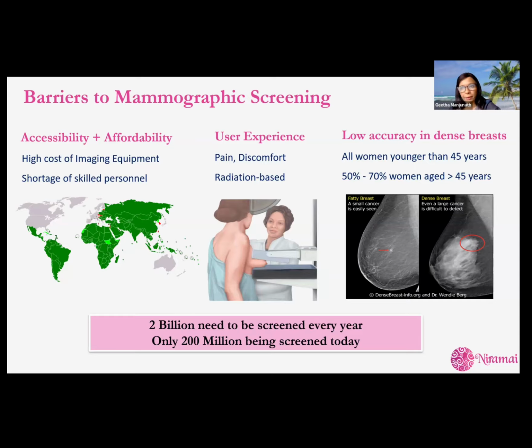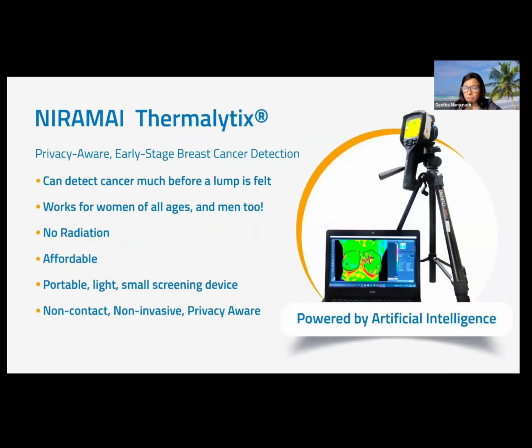And so we wanted to develop a new method which is more accessible, affordable, has a better user experience, as well as works in dense tissue. And that is what is Thermalytics, where we use a simple thermal imaging device or an infrared camera to measure the temperature variations on the chest and convert the temperature map to a cancer health report automatically using a bunch of AI algorithms.